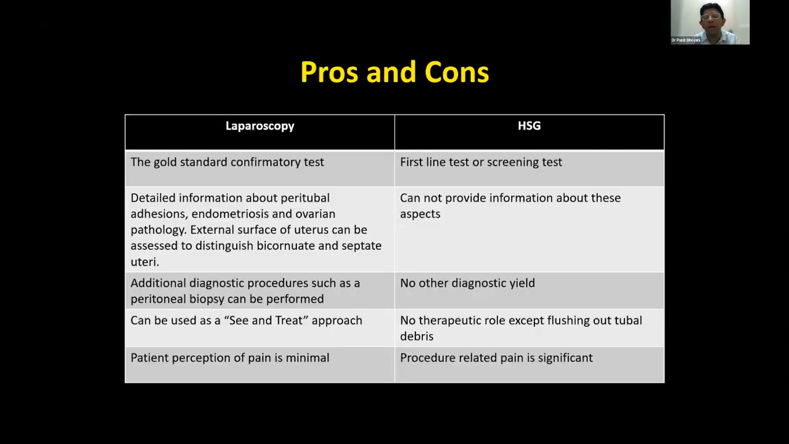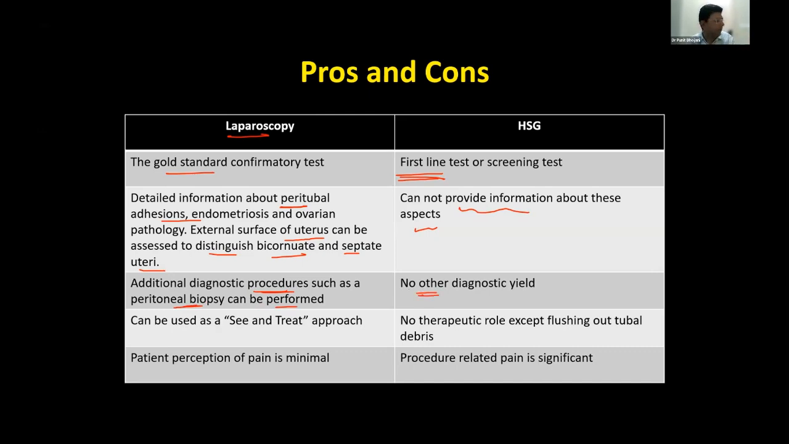So this is a quick description of the things where the gold standard confirmatory is laparoscopy, but HSG remains the first line. With laparoscopy, detailed information we get about the peritubal adhesions. The external surface of the uterus can be assessed to distinguish between bicornuate and septate. I'll also show you the HSG for uterine anomalies, where you know that HSG is not 100% accurate. Of course, with laparoscopy we get additional diagnostic information, such as a biopsy can be performed, or an adhesive chocolate cyst can be tackled at the same sitting.